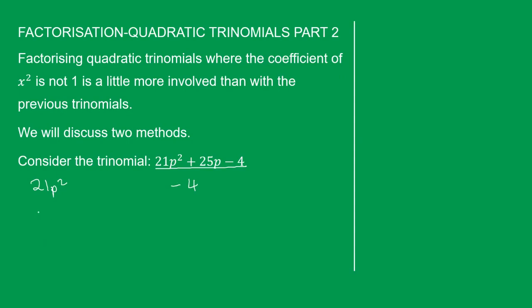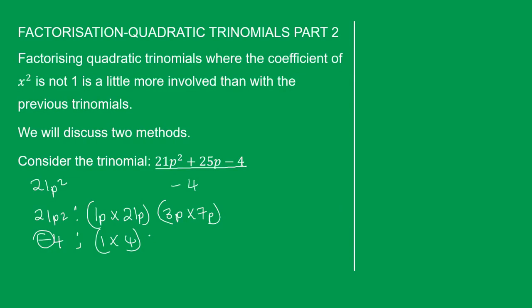So the factors will be, for 21p squared, this can be 1p times 21p, isn't it? 1p times 21p will give us 21p squared. Or we can have 3p times 7p. And then for negative 4, let's ignore the sign for now. So 4 will be 1 times 4, and then it can also be 2 times 2.